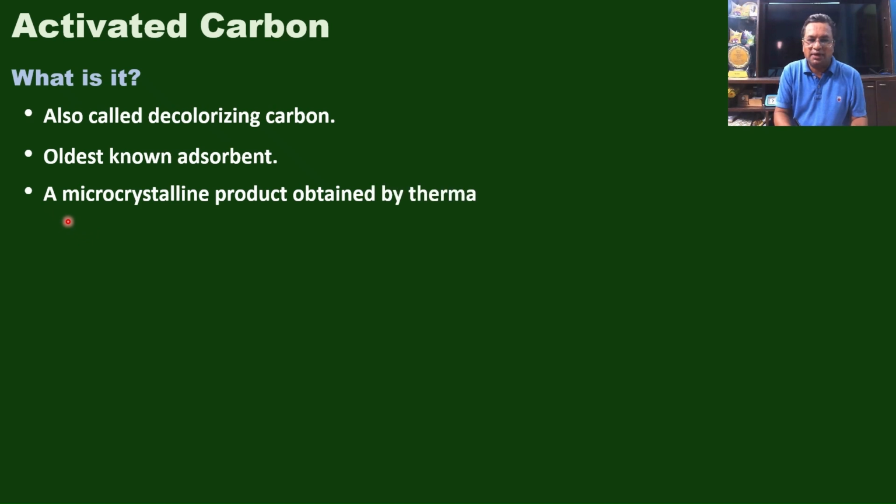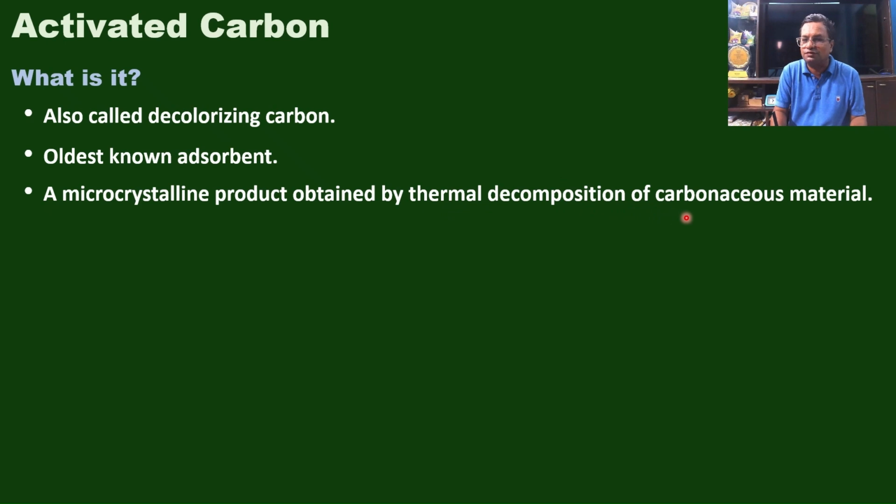It is a microcrystalline product that is obtained by thermal decomposition of carbonaceous material. So the major thing is that activated carbon is obtained by thermal decomposition of any carbonaceous material, and thermal decomposition of any carbonaceous materials will result in a microcrystalline product that can be used as adsorbent, which is the activated carbon.